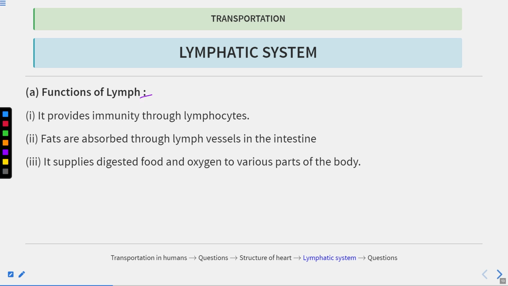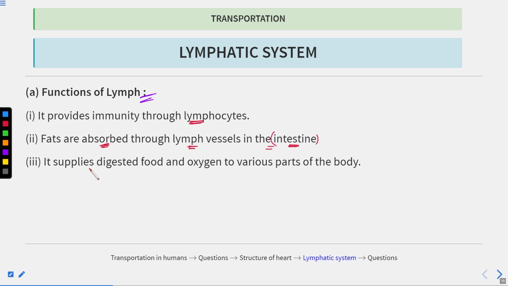Now, what are the functions of the lymph? Some of the functions we have already discussed. It provides immunity through the lymphocytes. Another role is that fats are absorbed through the lymph vessels in the intestine. The complete digestion of the fat takes place in the intestine, and another role of the intestine is absorption. So here the fats are absorbed through the lymph vessels present in the intestine.